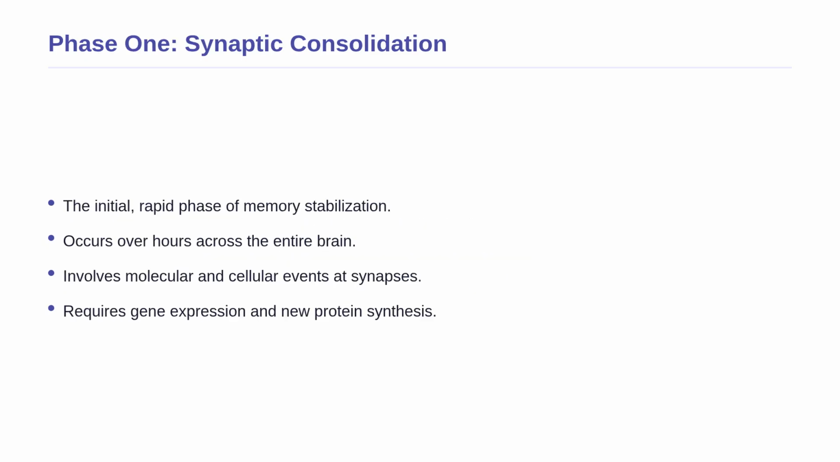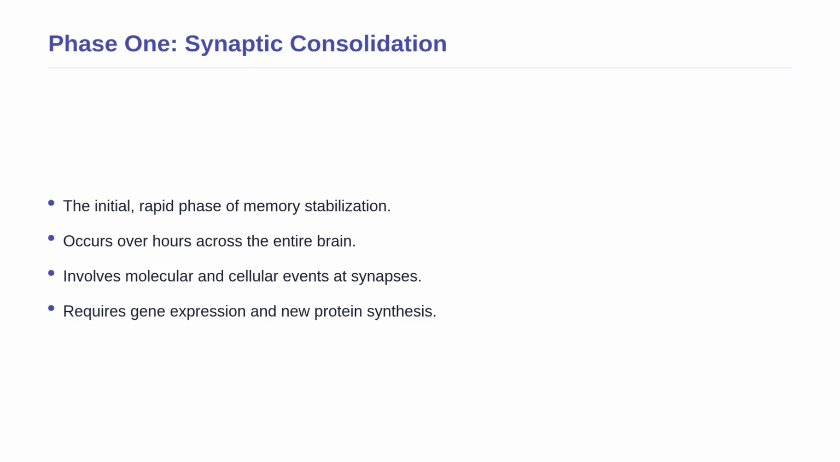This stabilization does not happen all at once. It occurs in distinct phases. The first phase is called synaptic consolidation. This happens relatively quickly, usually over the first few hours after learning something new.